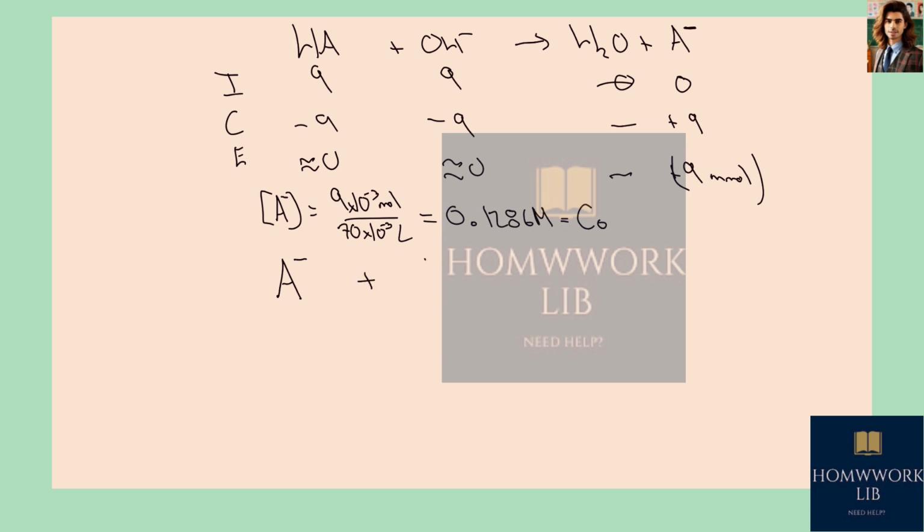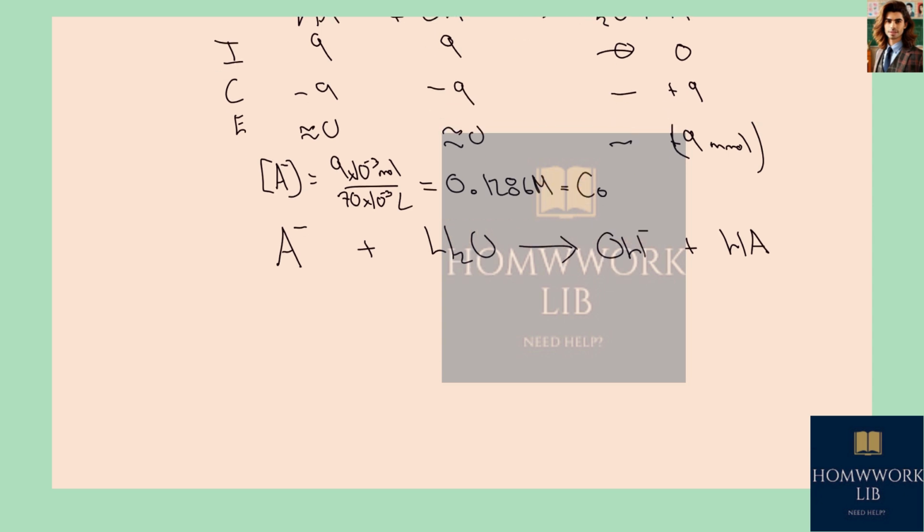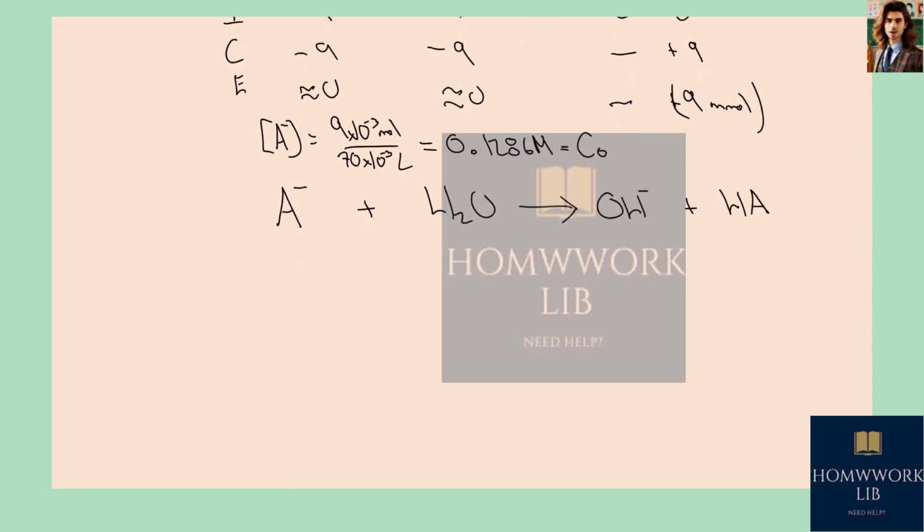So now A minus is going to react with water to generate OH minus and HA. With this, in our ice table, we have C0. The amount of change is going to be minus X, C0 minus X. Initially, we have 0 of both of these. Here, the change is going to be plus X, and X, and X.